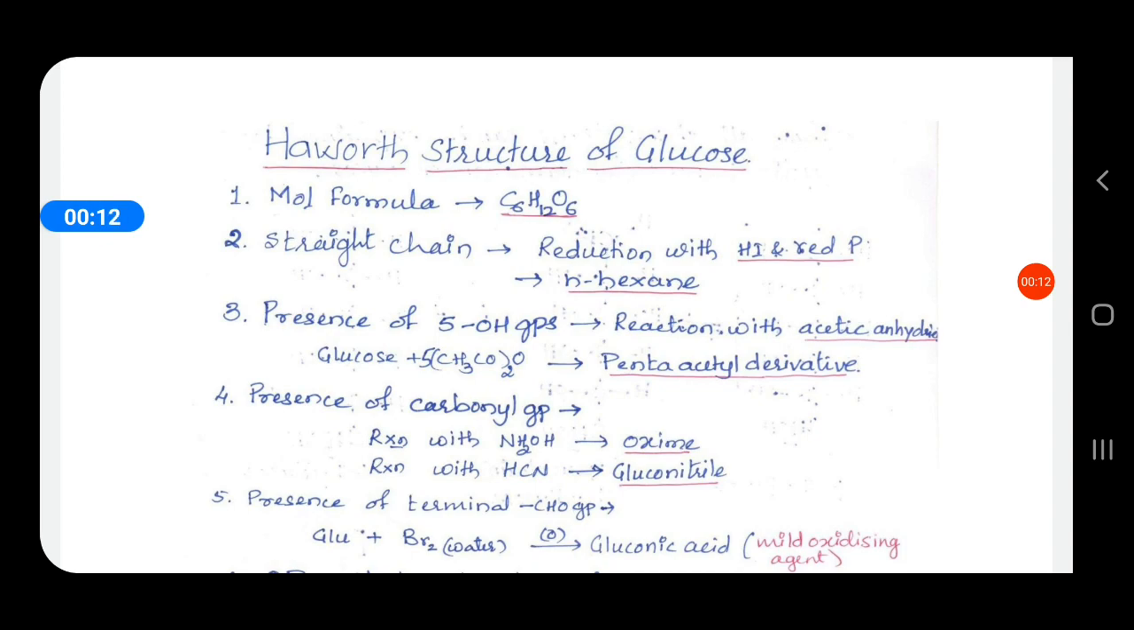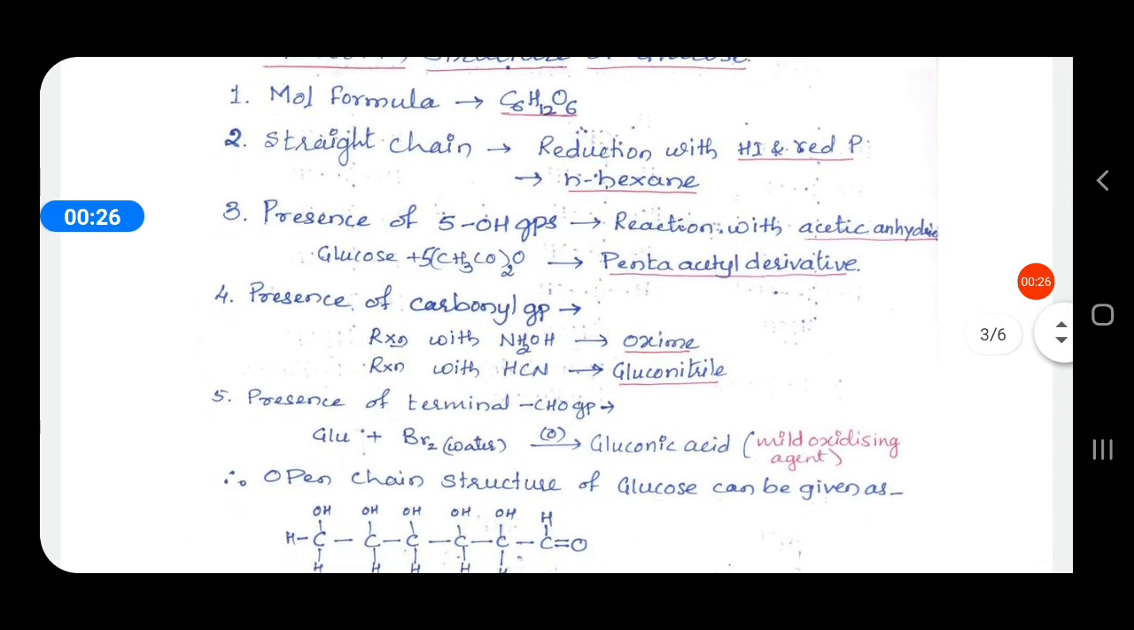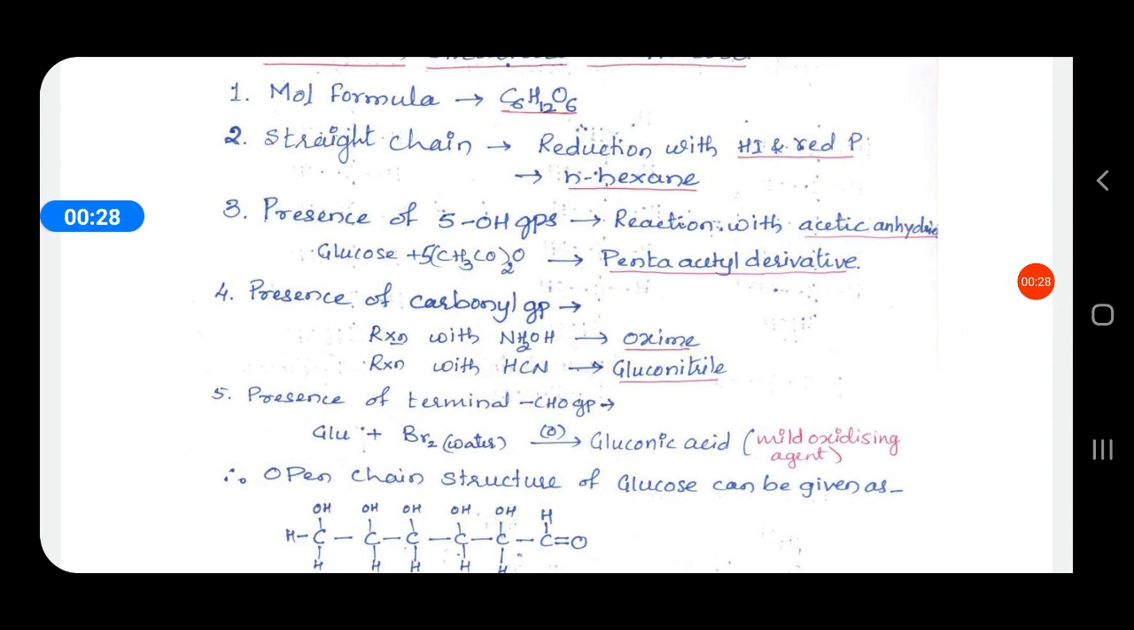In the last video, we discussed the classification of carbohydrates. Here we are going to discuss the structure of glucose. To write the structure of any compound, the first requirement is its molecular formula. By analytical data, that is molecular mass determination and elemental analysis, the molecular formula of glucose was found to be C6H12O6. Then how are these 6 carbons arranged, whether in a straight chain, branched chain or cyclic structure?